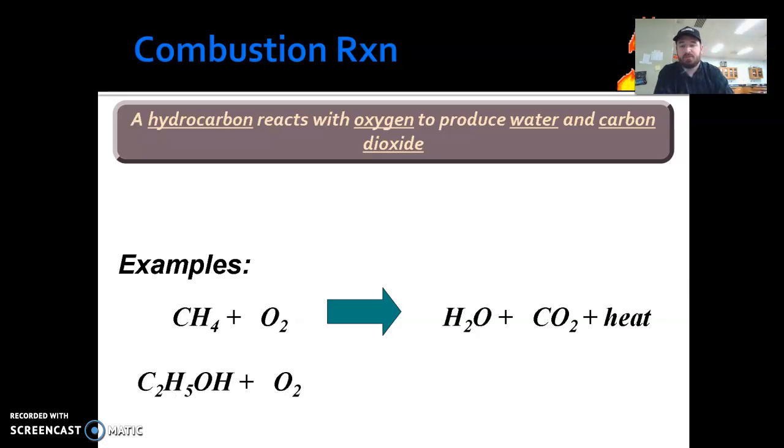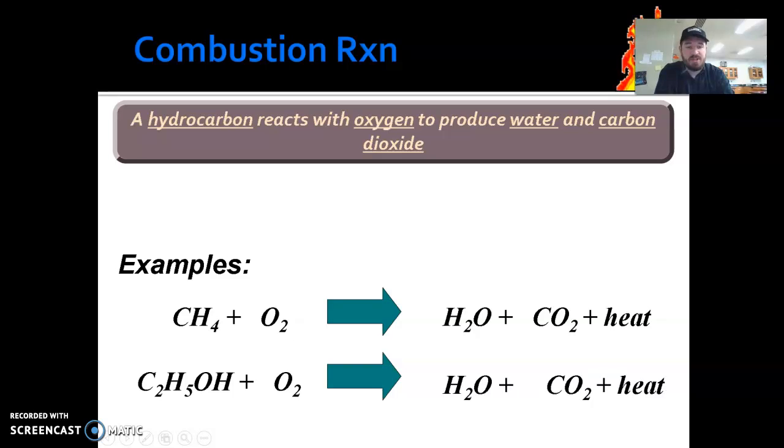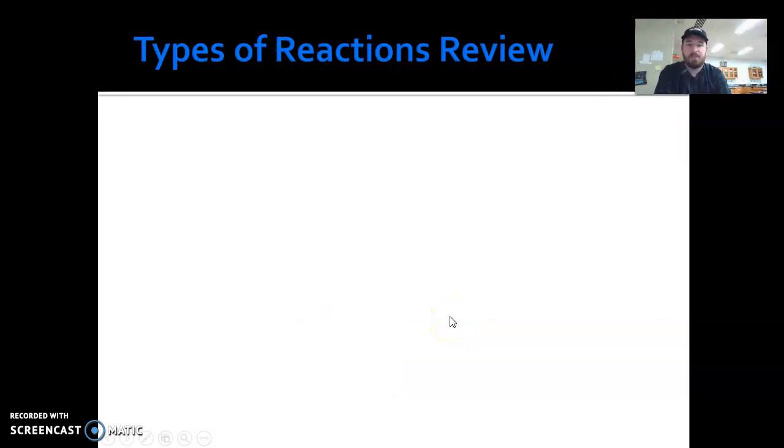Our next example is an alcohol plus oxygen. This is not an alkane. And it produces water plus CO2, or carbon dioxide, plus heat. It has the same products, and they will always have the same products for combustion reactions, so that's a good way to memorize or identify these. And what we will do to complete those is balance, and we'll get to that later on this week.